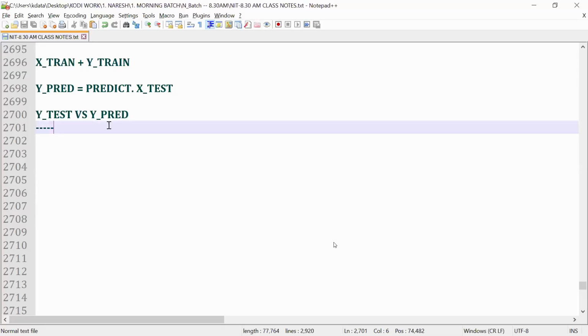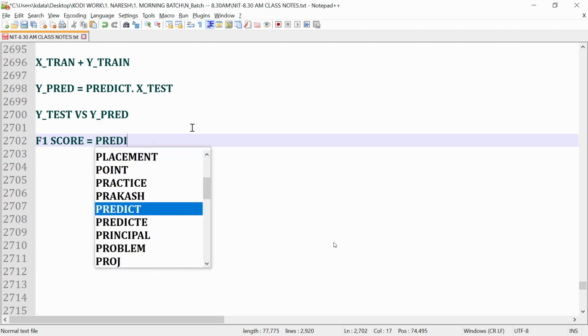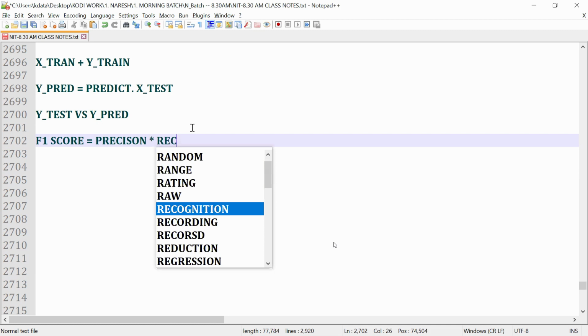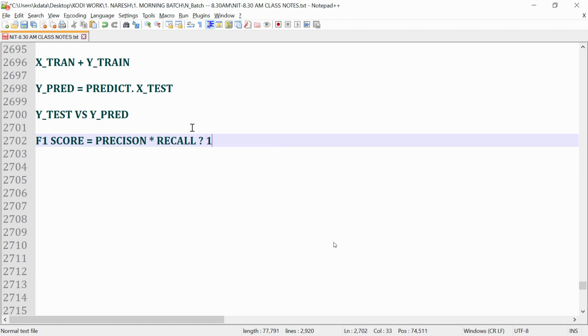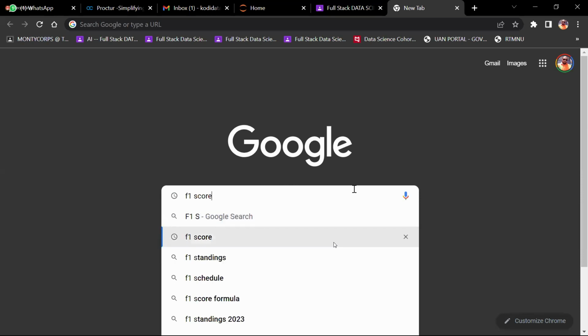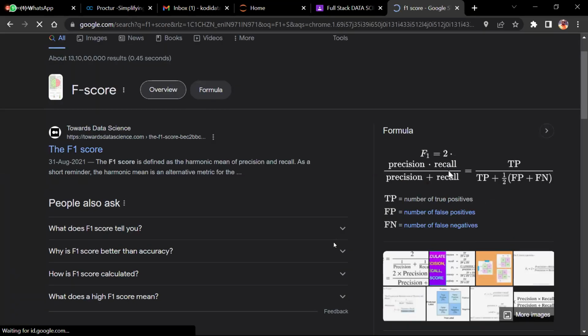And the last part is pending, which is called F1 score. What exactly do we have, guys? F1 score. How to compute F1 score? One second, let me check this out. So the F1 score formula is 2 into precision into recall by precision plus recall.